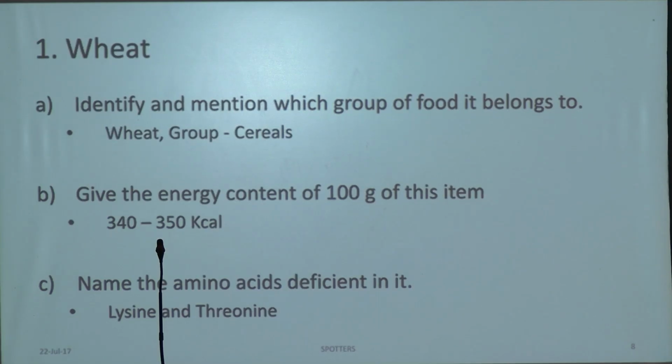And what are the names of the limiting amino acids? That is lysine and threonine. What is the meaning of limiting amino acids? Deficient. These amino acids are deficient in this food item.